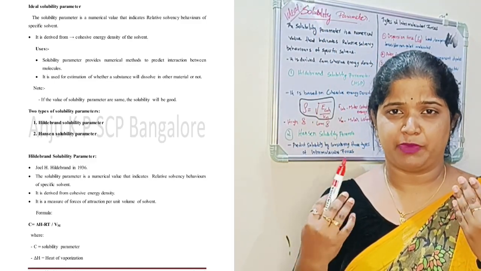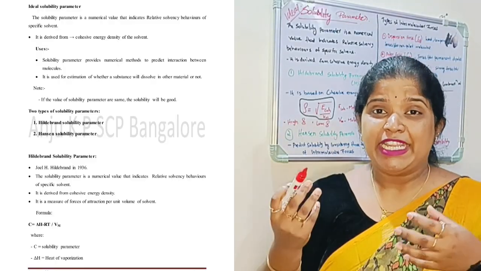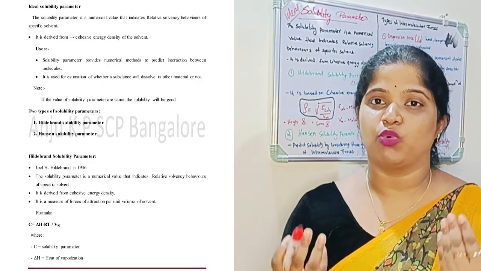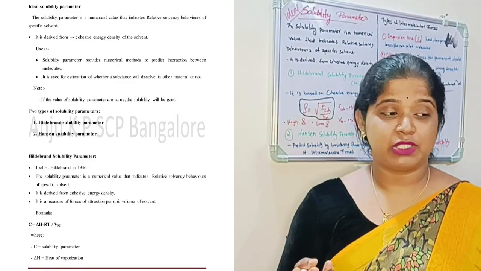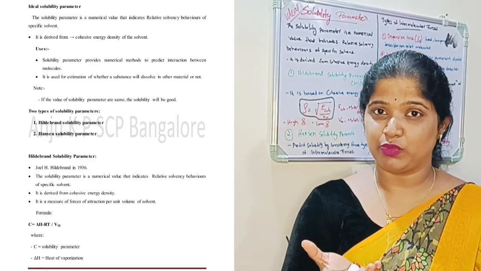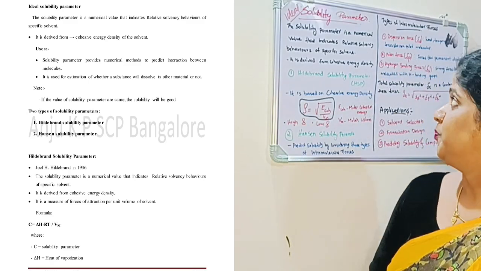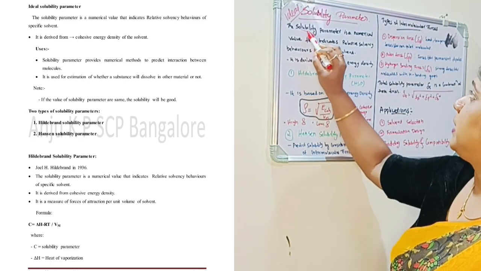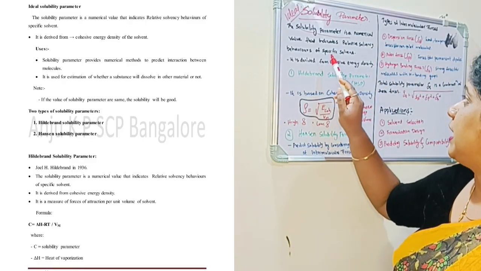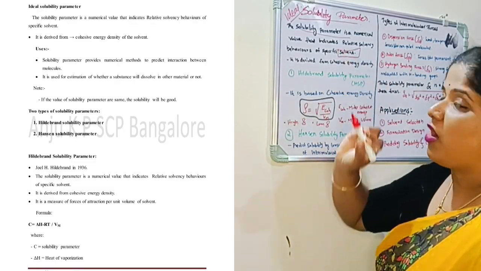Ideal solubility parameter is nothing but a numerical value that tells about the intermolecular forces between the solute and solvent. Here we are going to see how the solute is interacting with the solvent, and how the solute is going to dissolve in a particular solvent. That we can learn by the ideal solubility parameter. The solubility parameter is a numerical value that indicates the relative solvency behavior of a specific solvent.